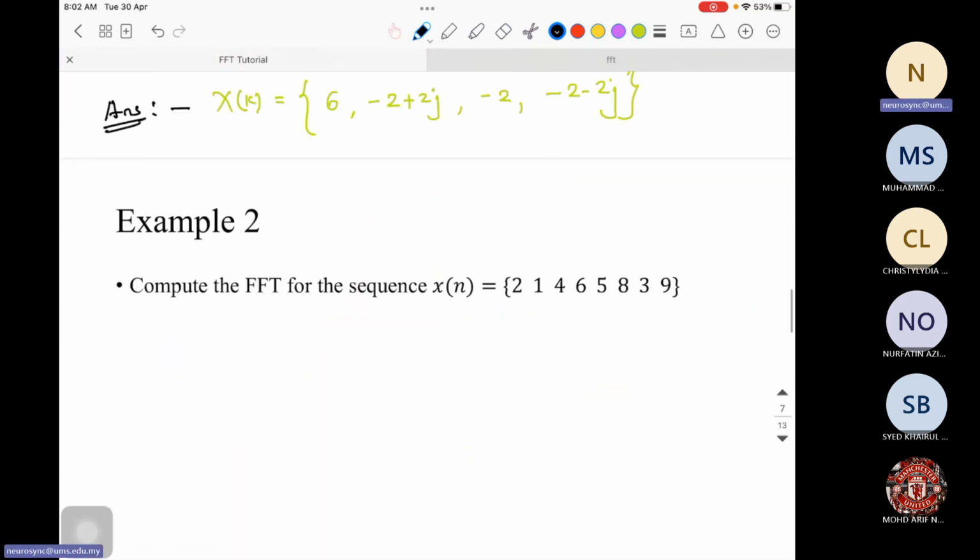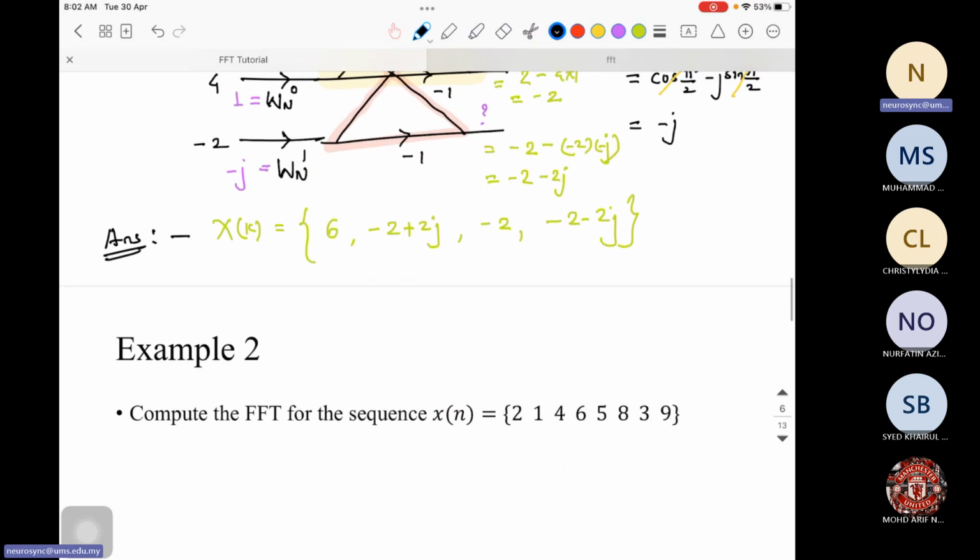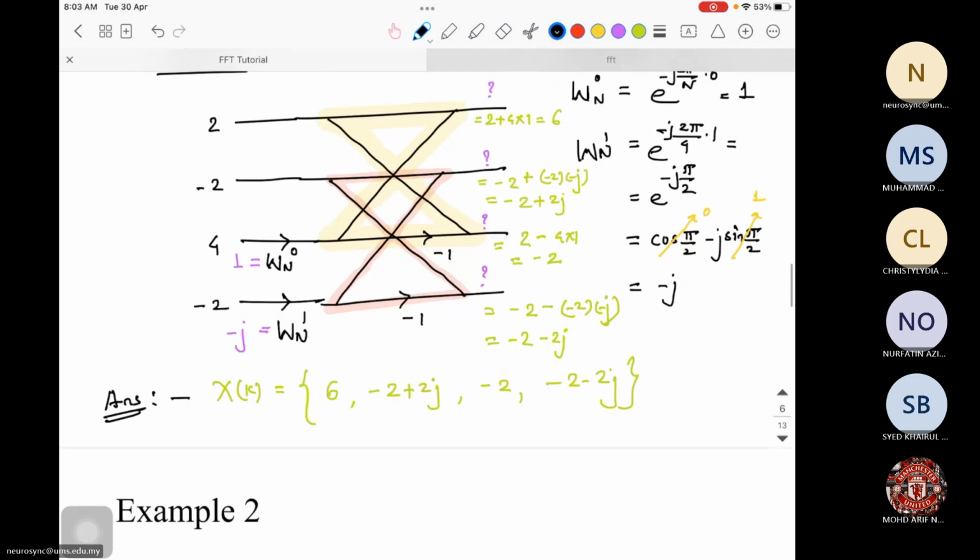You can also cross check this answer with the standard DFT formula. That also you can do if you want. Okay, is there any doubt in this? So far, no, doctor. Okay, now we will do the 8-point DFT.